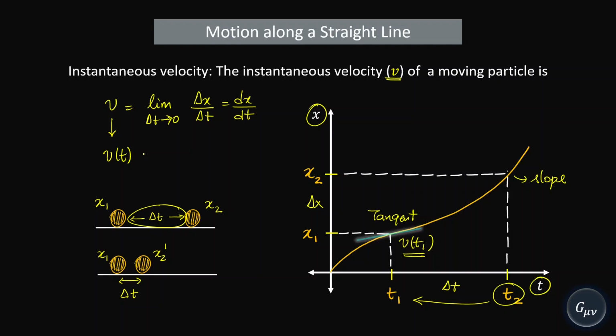Now, another important point is that the instantaneous velocity is a vector quantity, and the magnitude of this vector quantity gives you the speed. Now, this is the same speed that you see in the dashboard of a vehicle.